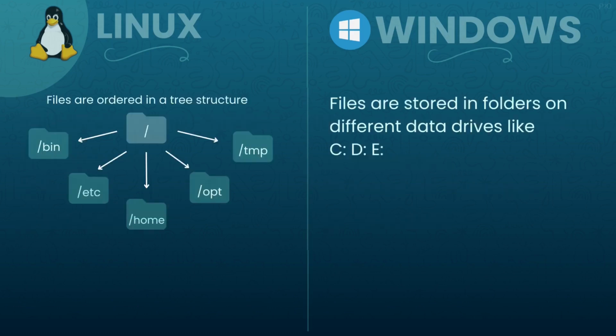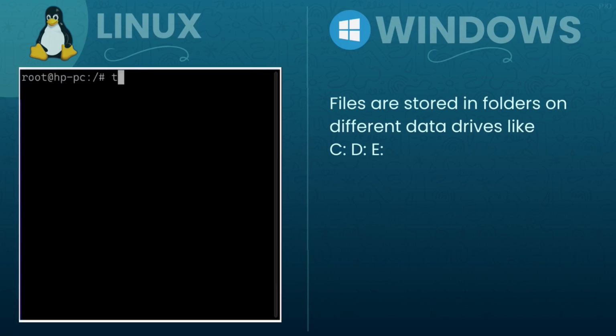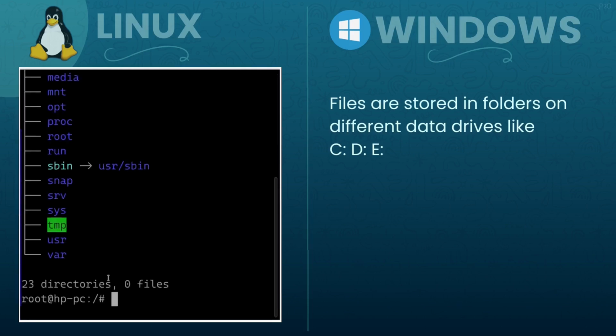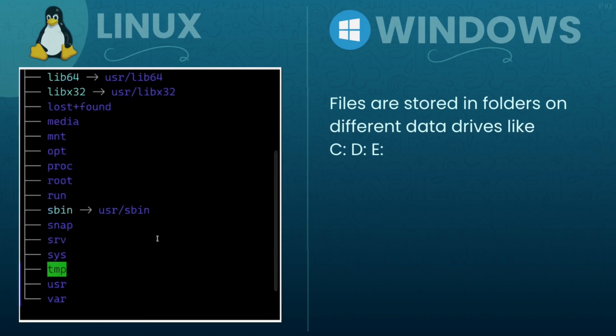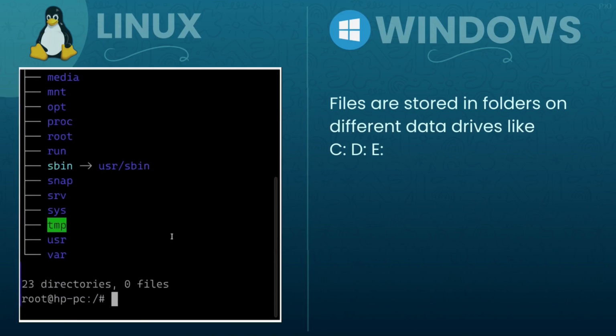In Windows, files are stored in folders on different data drives like C, D, E. But, in Linux, files are ordered in a tree structure, starting with the root directory. This root directory can be considered as the start of the file system, and it further branches out into various other subdirectories. The root is denoted with a /.